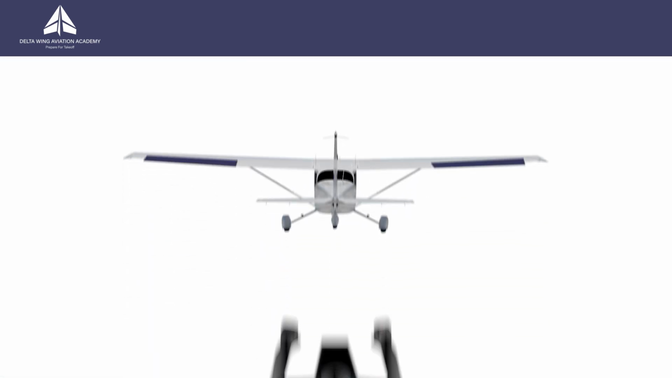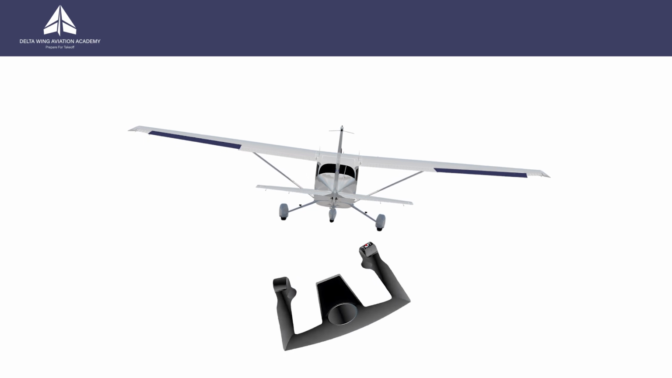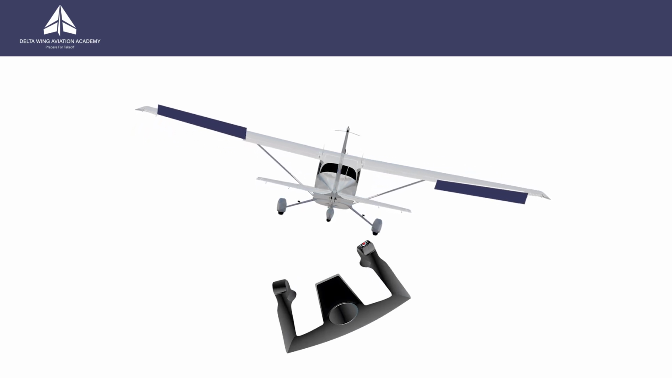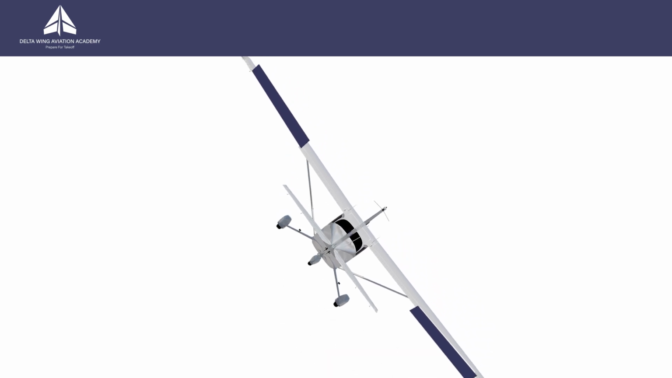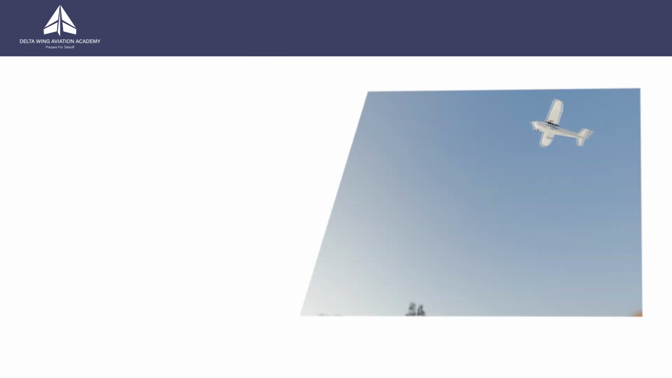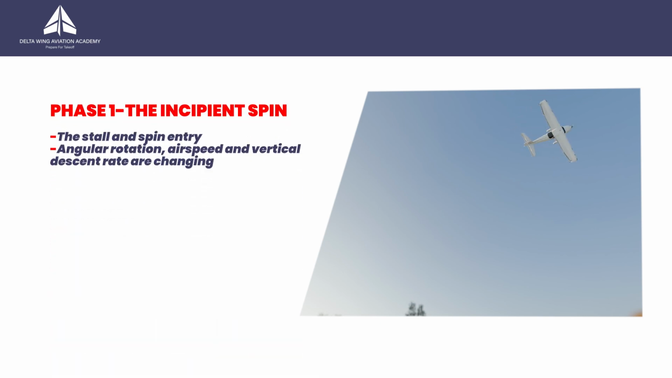The instinctive reaction by the pilot to stop the wing drop with aileron must be resisted as it stalls the wing even more. If the correct stall recovery is not initiated, the stall will develop into a spin. There are three phases of a spin. Phase 1, the incipient spin. The incipient phase of a spin is the stall and spin entry. A developing spin exists when the angular rotation, airspeed, and vertical descent rate are changing.